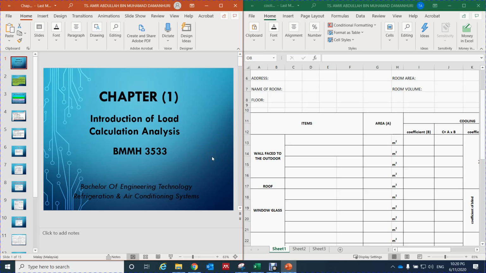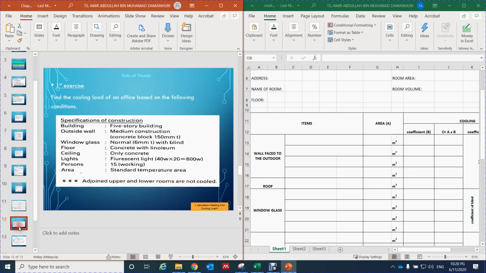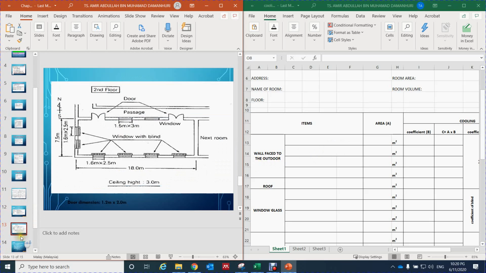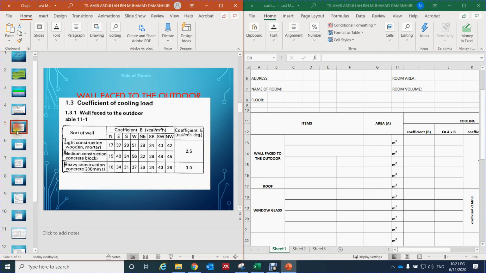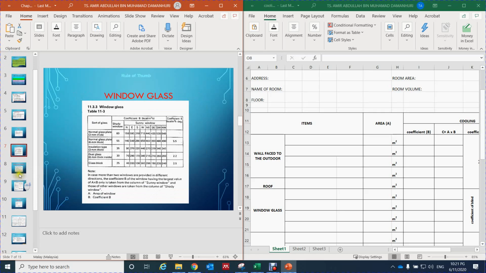Today we will continue our third lecture on the load calculation analysis. This is a continuation from the previous example, exercise one, where we did the five-story building and found the cooling load of an office using the cooling load form. Now we will continue to the next exercise. Like the previous one, please prepare your cooling load form, the formula and the appendix tables on pages 8, 9, 10 and 11. I have transferred them into this PowerPoint for easy reference.